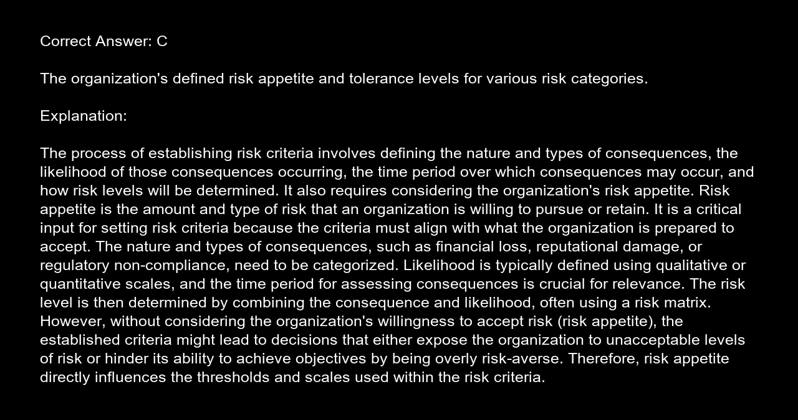The correct answer is C. The organization's defined risk appetite and tolerance levels for various risk categories. Explanation. The process of establishing risk criteria involves defining the nature and types of consequences, the likelihood of those consequences occurring, the time period over which consequences may occur, and how risk levels will be determined.